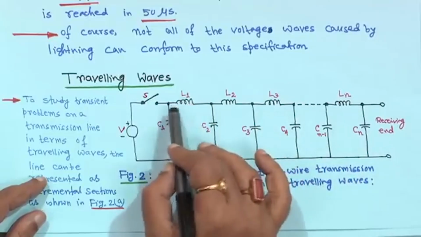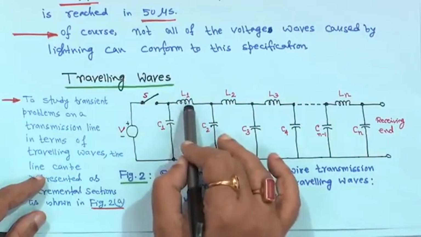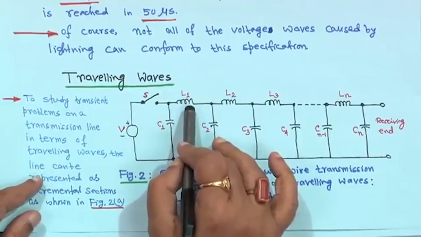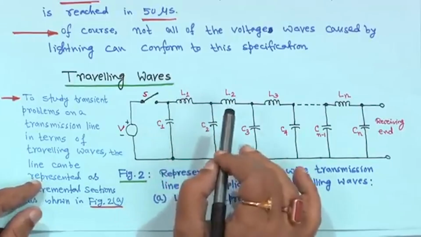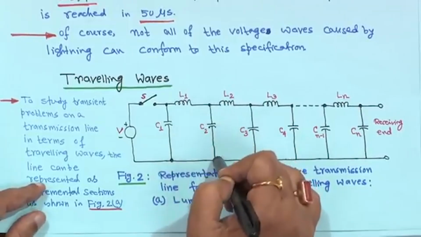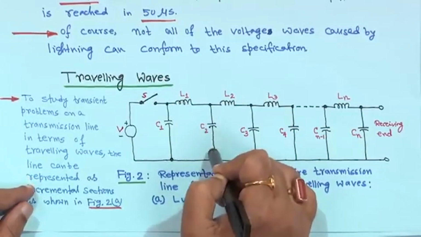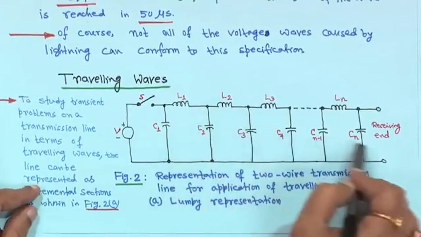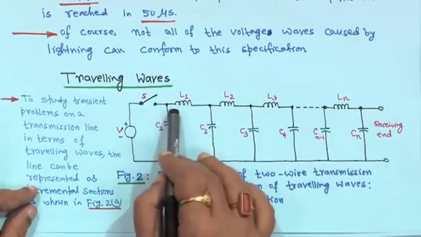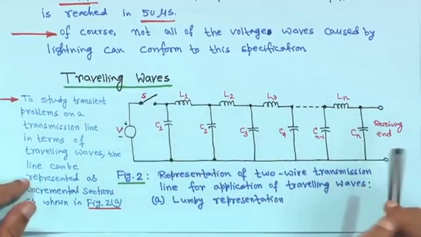But this inductor, as soon as you switch on, you know how the inductor will behave. The inductor will be open circuit, right. If the inductor is open circuit, then immediately the voltage across C2 will not be developed; it will take some time. Similarly, when the C2 voltage develops, then C3 will come. That means a wave will travel from the sending end to the receiving end this way.